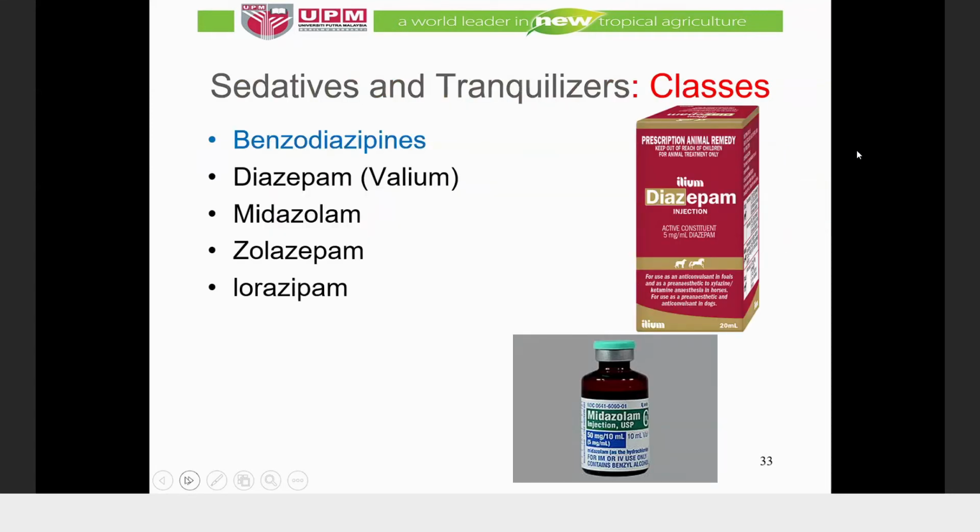Okay, so another class is benzodiazepines. You have heard of Valium, diazepam, midazolam, zolazepam, lorazepam. These are the most common names which you will come across in the textbooks. But there are two drugs which are most commonly used in our clinic. Maybe others have others also. We are using diazepam and midazolam.